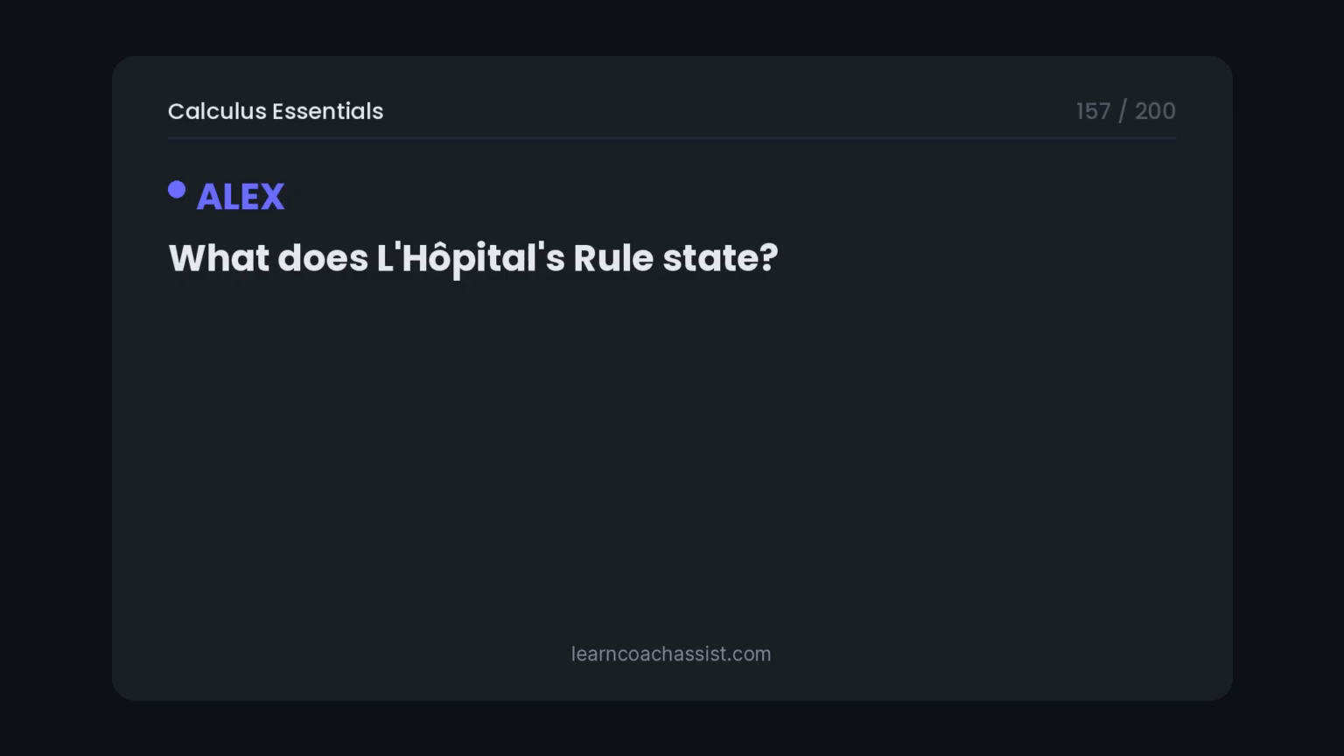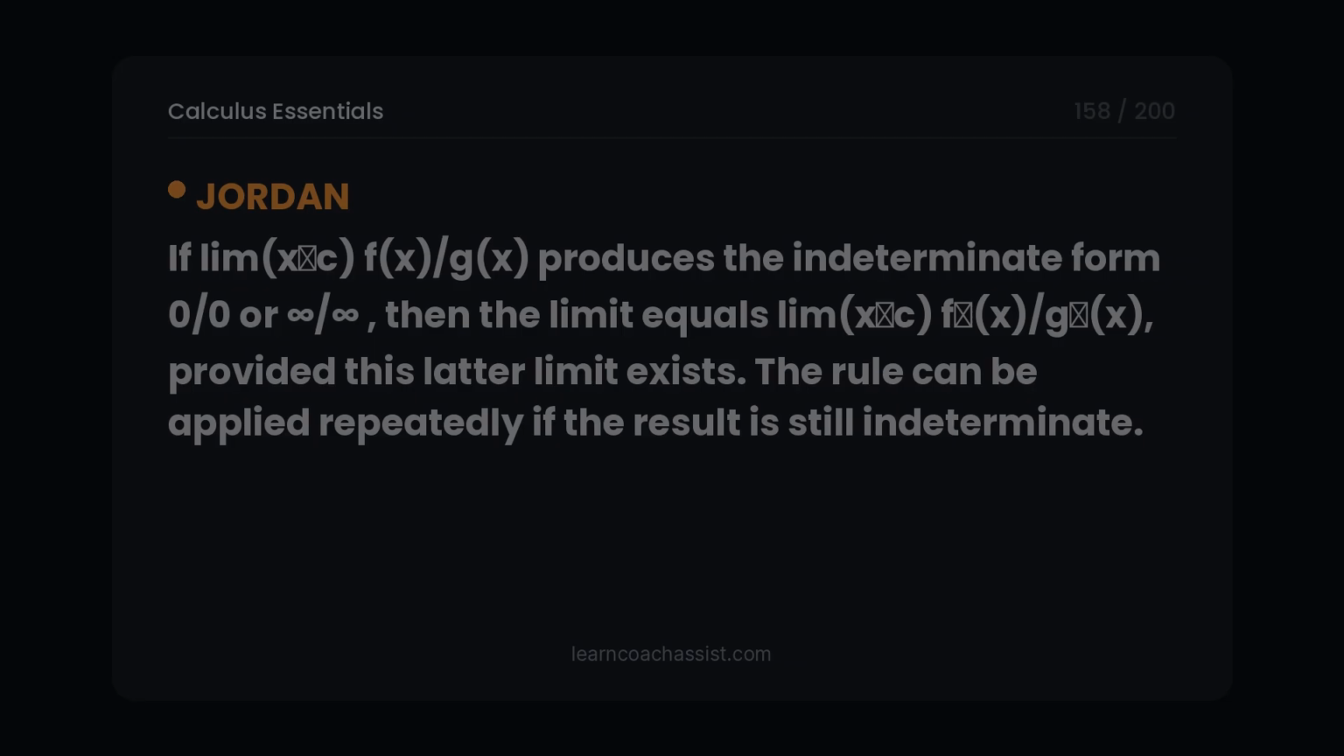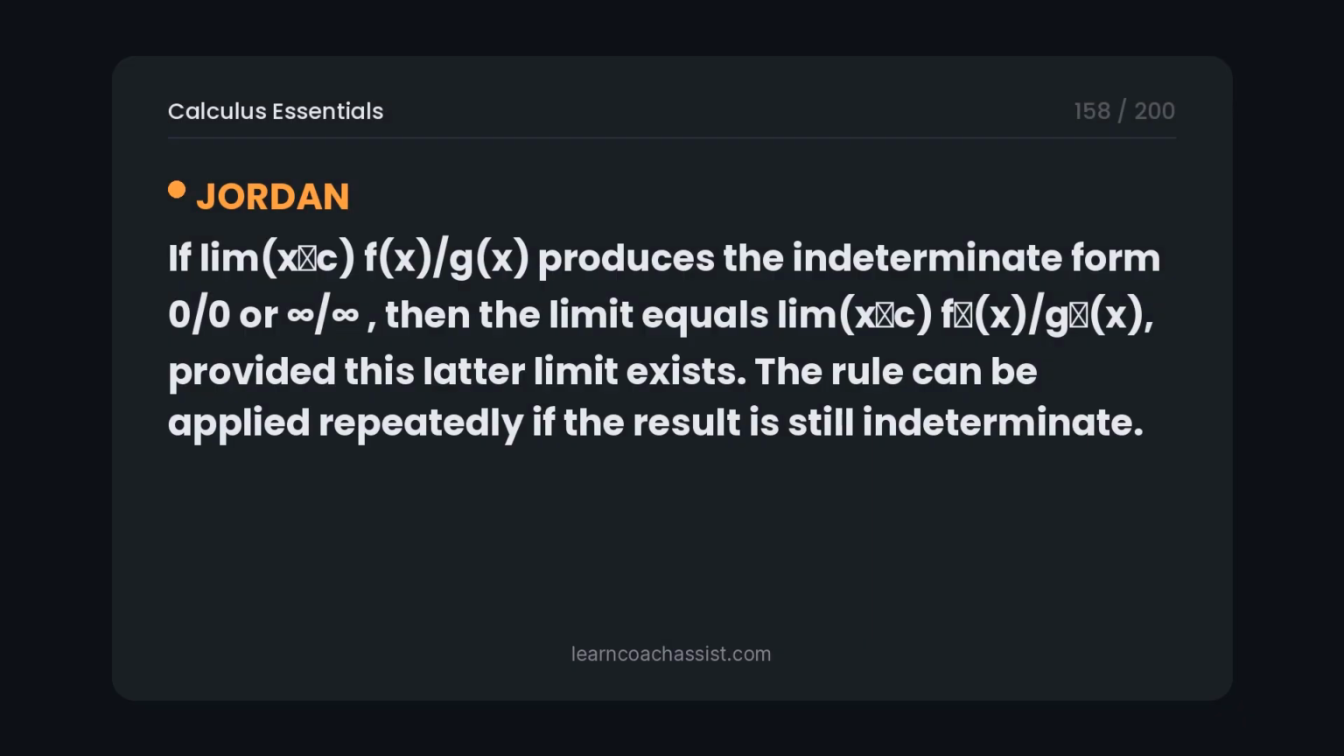What does L'Hopital's rule state? If lim(x→c) f(x)/g(x) produces the indeterminate form 0/0 or ∞/∞, then the limit equals lim(x→c) f'(x)/g'(x), provided this latter limit exists. The rule can be applied repeatedly if the result is still indeterminate.